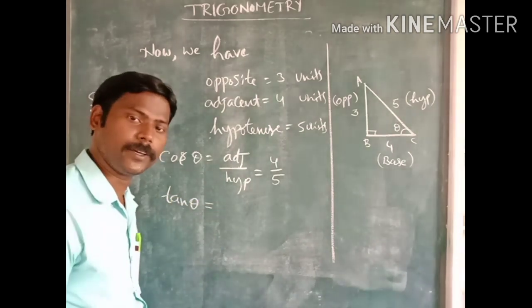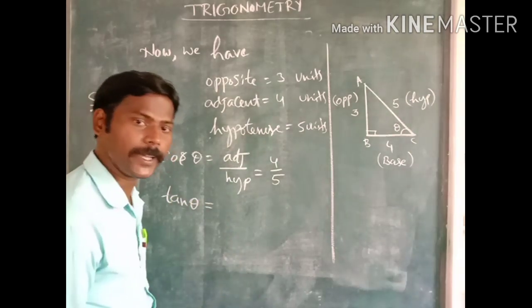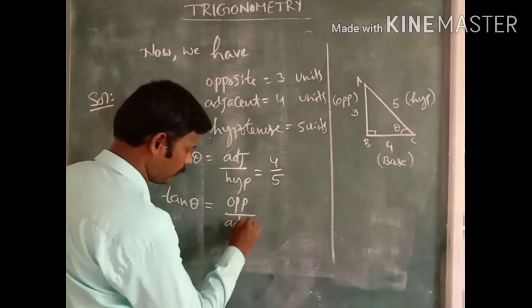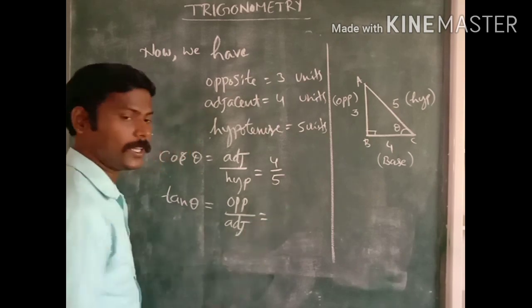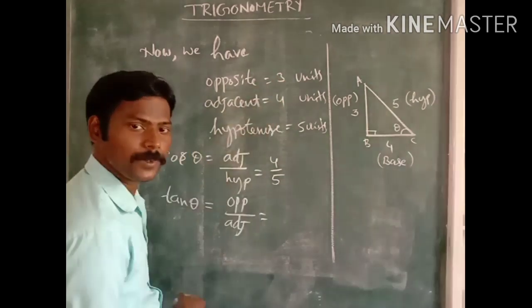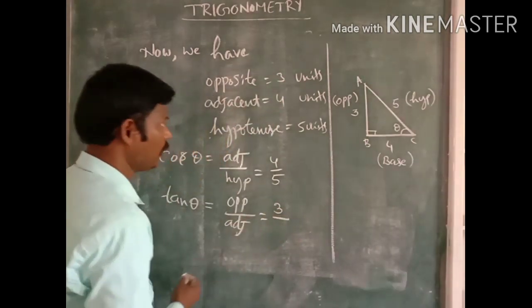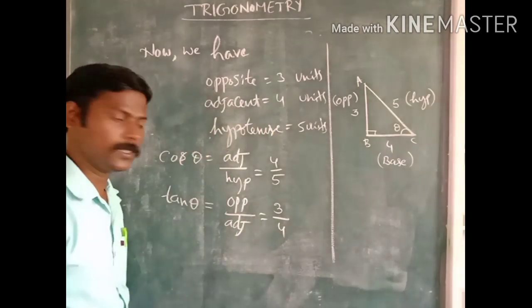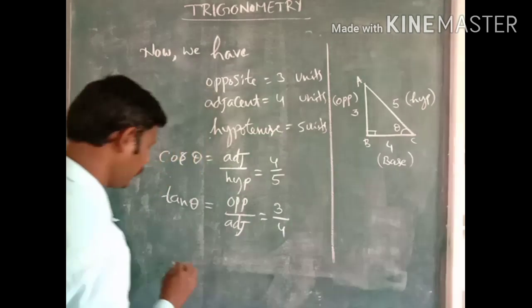Next, tan theta. What is the tan theta? Opposite side by adjacent side. What is the opposite side value here, children? 3 units. Very good. What is the adjacent side here? 4 units. That is 3 by 4.